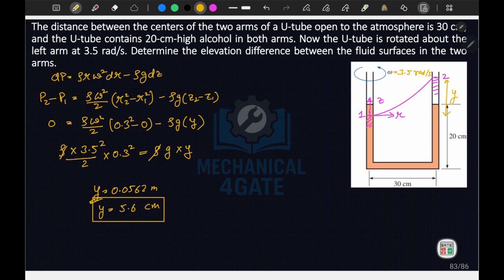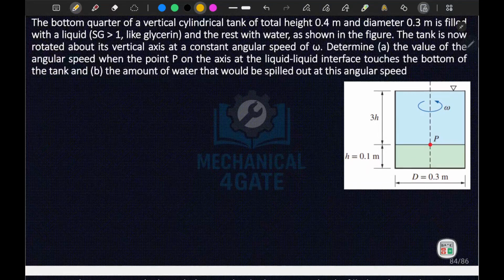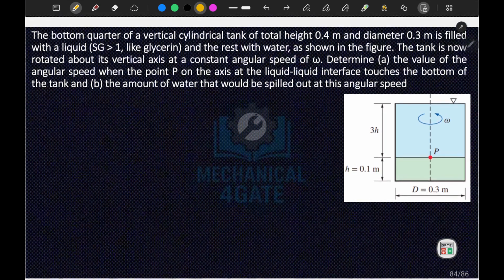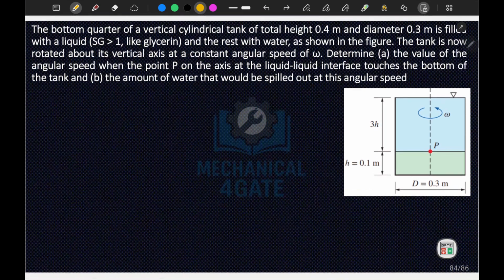Okay, now let's move to the next question. In this question, the bottom quarter of a vertical cylinder tank of total height 0.4 meter, from here to here, and diameter 0.3 meter, is filled with liquid, glycerine, where specific gravity is greater than 1, and this one is equal to 1. The rest is filled with water, as shown in the figure.